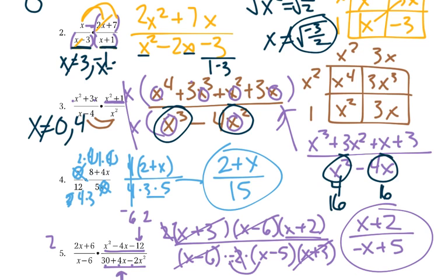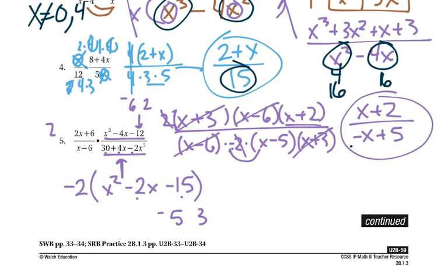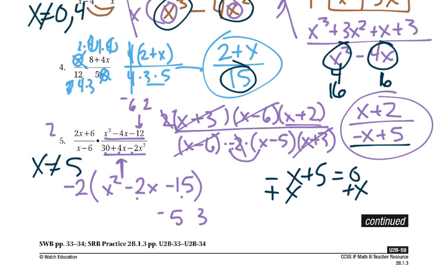On number 4, 15, so no restrictions. Number 5, negative x plus 5, so add x. So x cannot equal 5. I guess I should have been doing those as we go, but I forget a lot of times, so that's alright though.